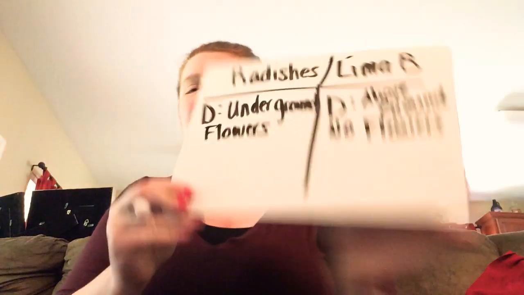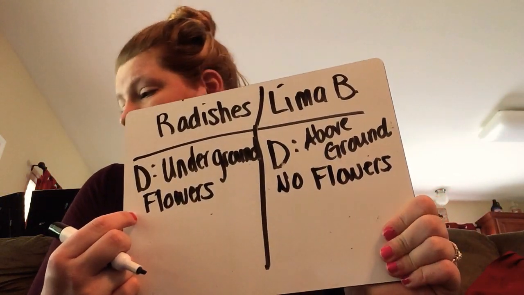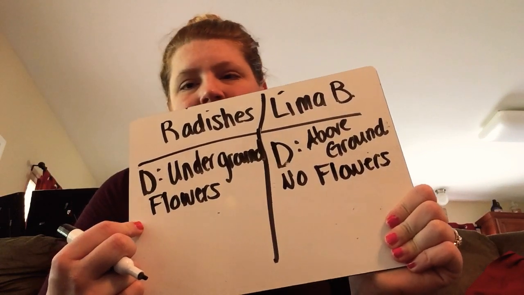Radishes have flowers. They turn into flowers before veggies grow. And lima beans don't have flowers. And we'll learn more about that as you get into 7th grade too. Flowers versus no flowers. So there's a flower that will sprout out for radishes beforehand. Not underground. But it gives you an idea that's like, oh, yeah, that's veggie.